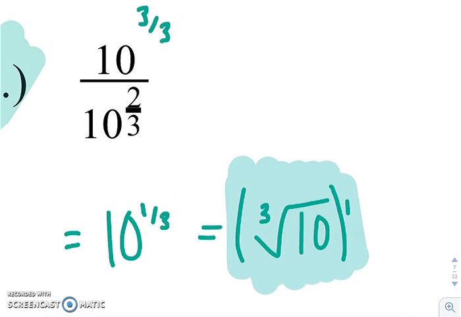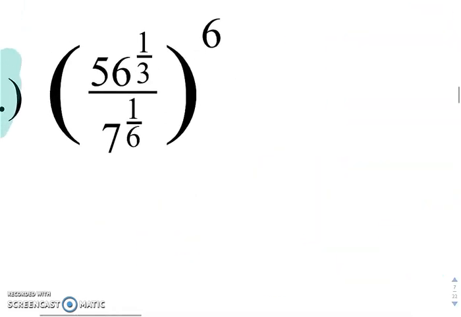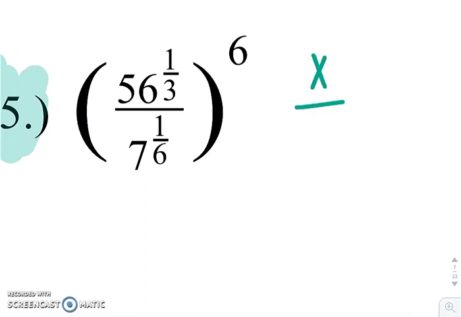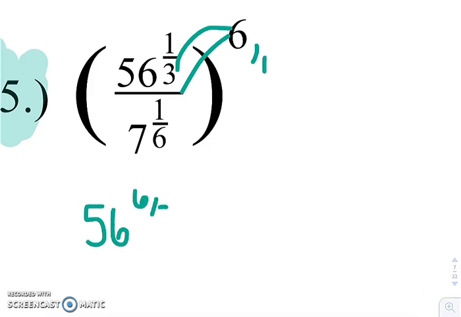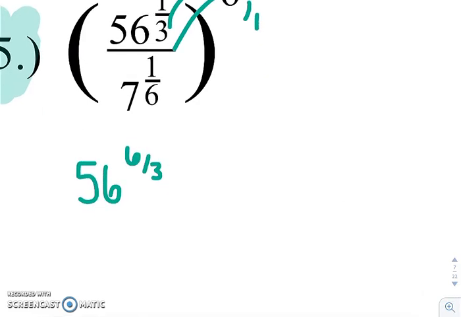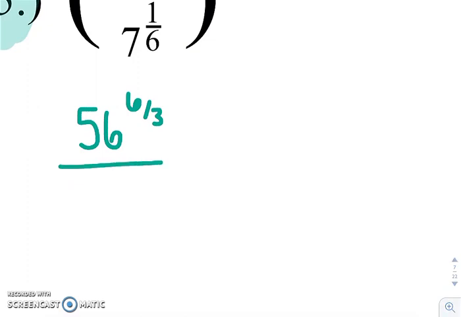So then if we're looking at number 15, 15 is not the same base. So this would be like an x and a y because it's 56 and 7. But what we can do is still distribute the 6 power inside there. So if we distribute it to the 1/3 and the 1/6, this becomes 56 to the 6/3 over 7 to the 6/6.